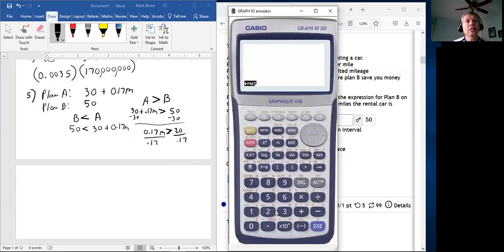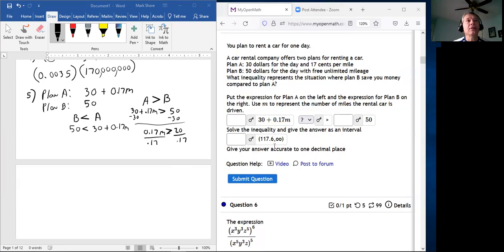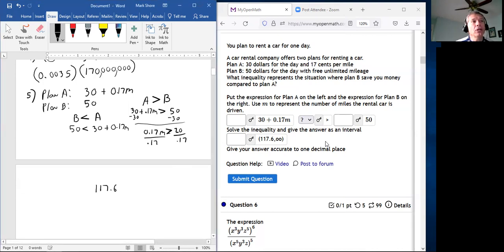When we divide that by 0.17, we're going to get that number there of 117.6. So I'll check it here. 20 divided by 0.17 is, see, there's your 117.6. Now, what does this mean? Well, A will be greater than B if you drive 117.6 miles all the way up to infinite. And this is a symbol for an infinite amount of miles.